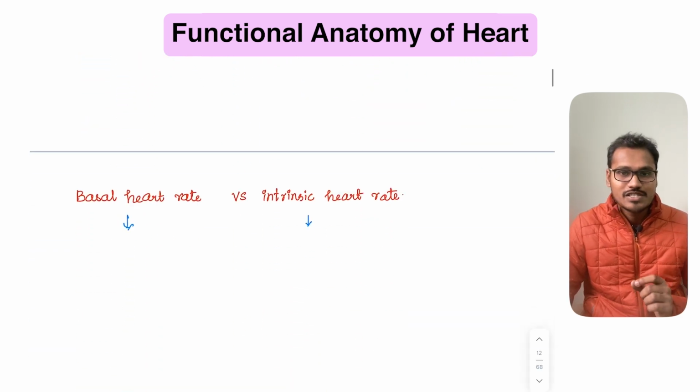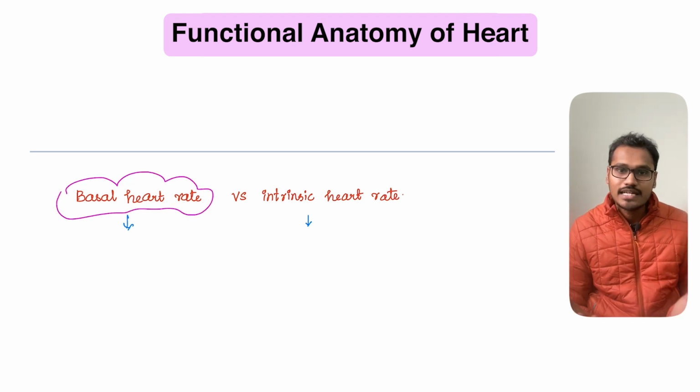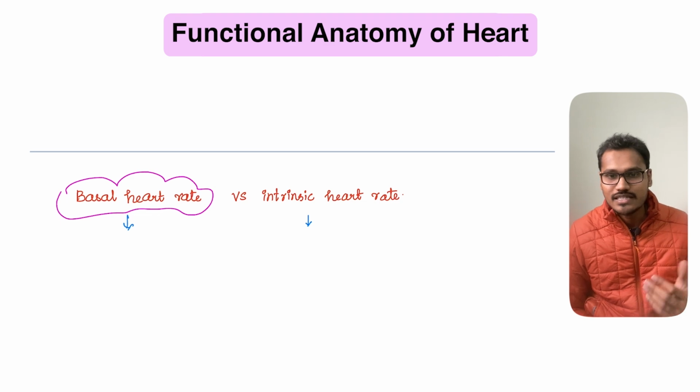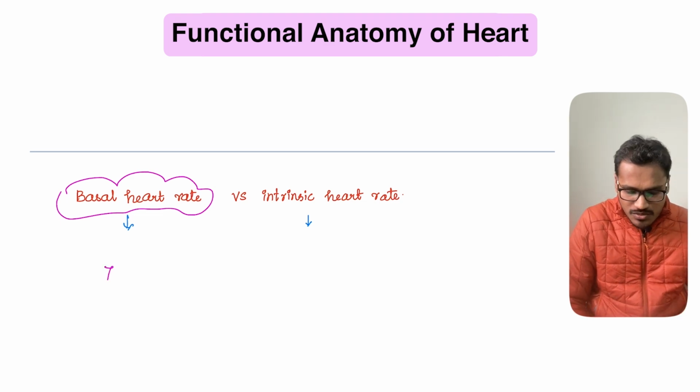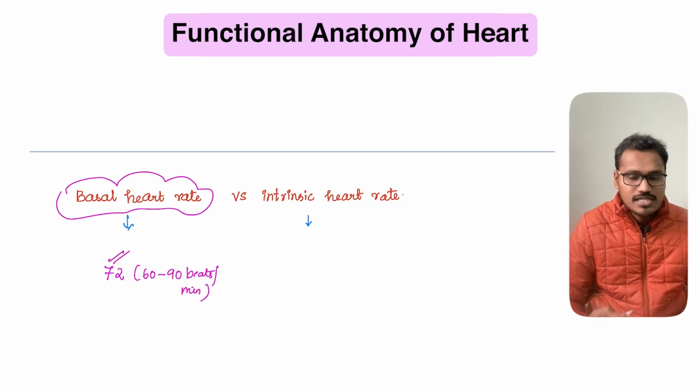And we have to address a few more things with respect to this cardiac anatomy. What is the basal heart rate? Basal heart rate means whatever heart rate we are having at rest. What is the normal basal heart rate? Average is around 72, but the range is around 60 to 90 beats per minute. So as you can see here, this is the range, but the average is 72.